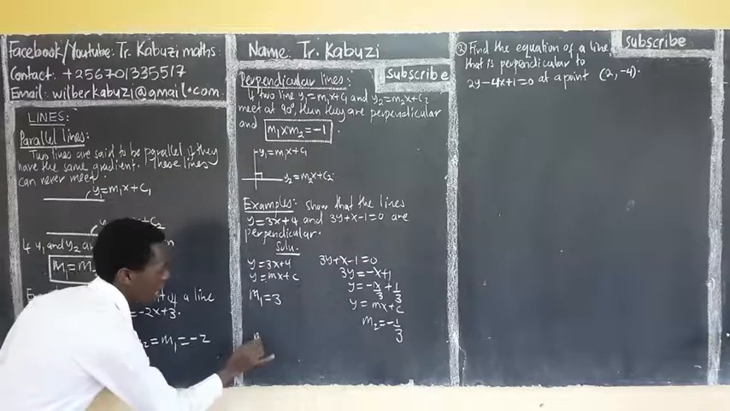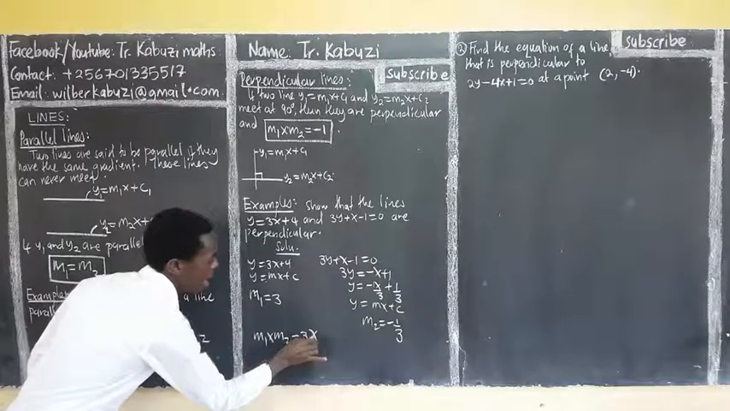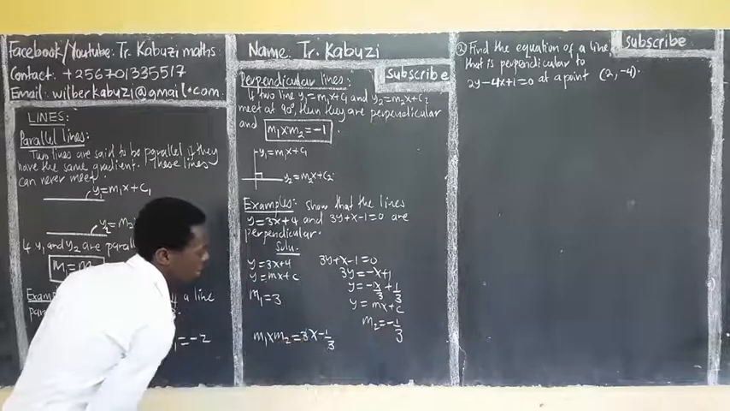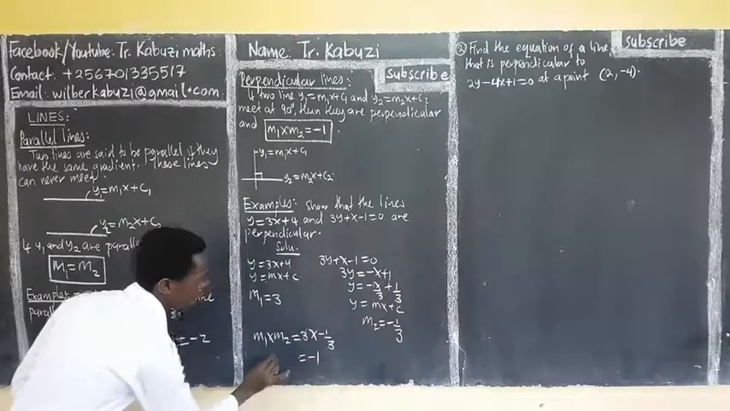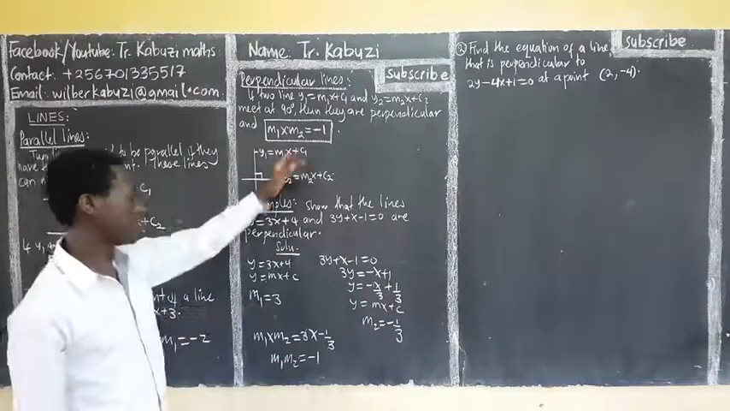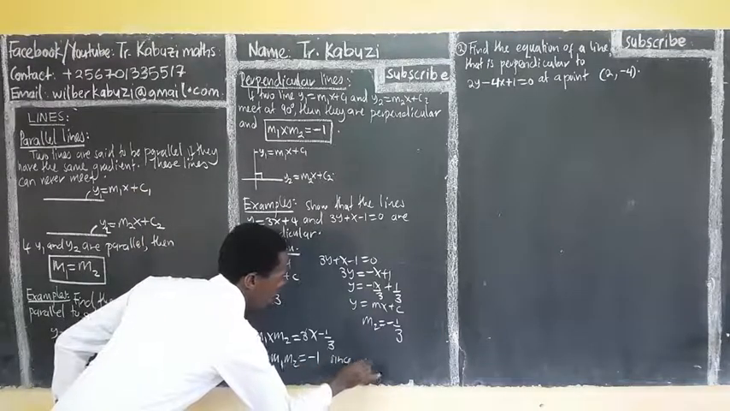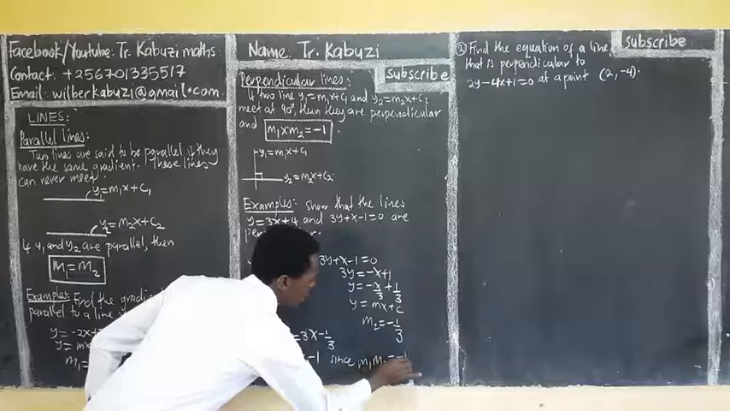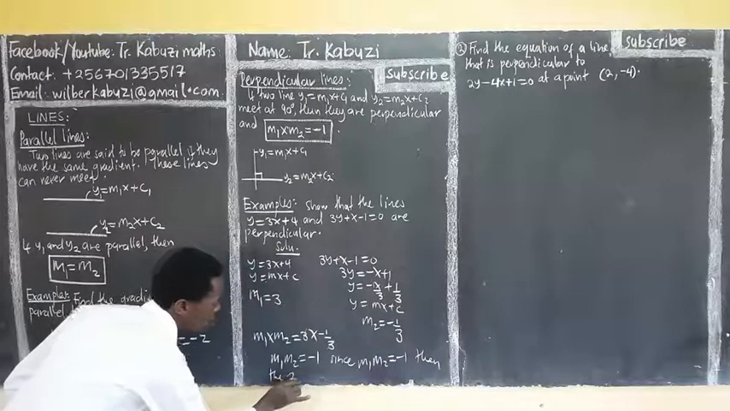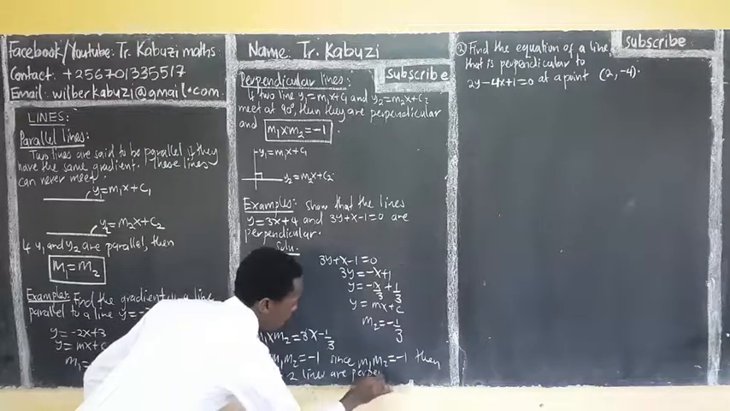So let us see what happens if we get m1 times m2. m1 is 3. Our m2 is negative 1 over 3. So when I multiply this and this, the 3s cancel, and I'll have negative 1. So our m1 times m2 is negative 1, which is the condition. Then you conclude, since m1 times m2 is negative 1, then the two lines are perpendicular.